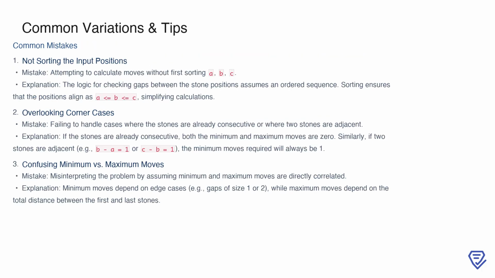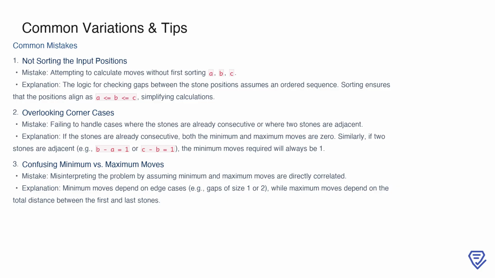When solving this problem, there are several common mistakes to watch out for. One of the biggest pitfalls is failing to sort the input positions A, B, and C. Sorting ensures that the positions are ordered as A <= B <= C, which simplifies gap calculations and prevents logical errors.